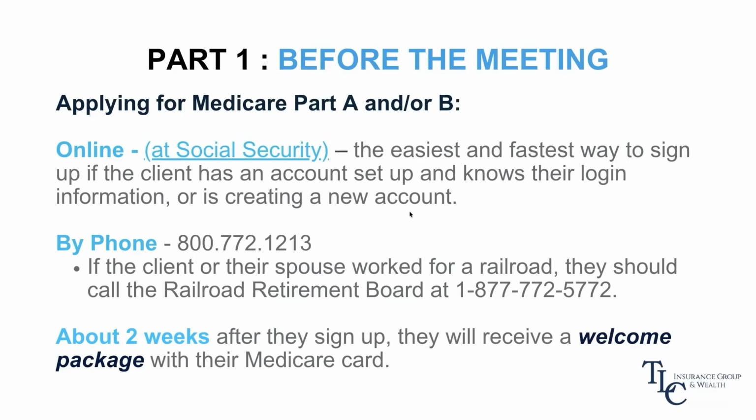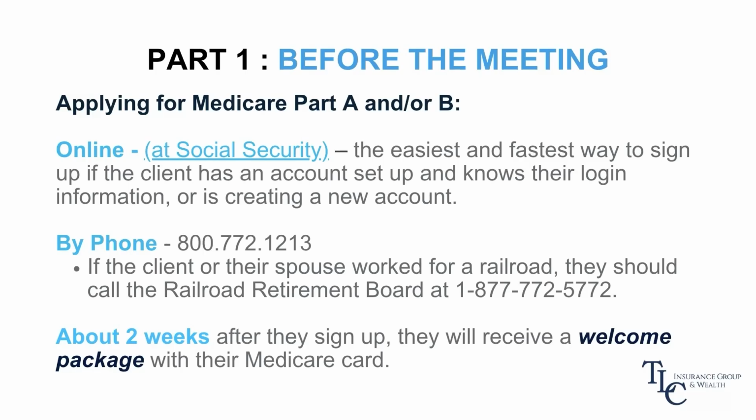In a perfect world, they get their A and B card 2 to 3 weeks after they sign up. They should get that welcome package, including that red, white, and blue official Medicare ID card. This does vary a lot of times by county. I hate to say it, but it's just true. The strength of the county office, how efficient they are, how well staffed they are, can greatly affect the timeline in getting the Part A and B effective.